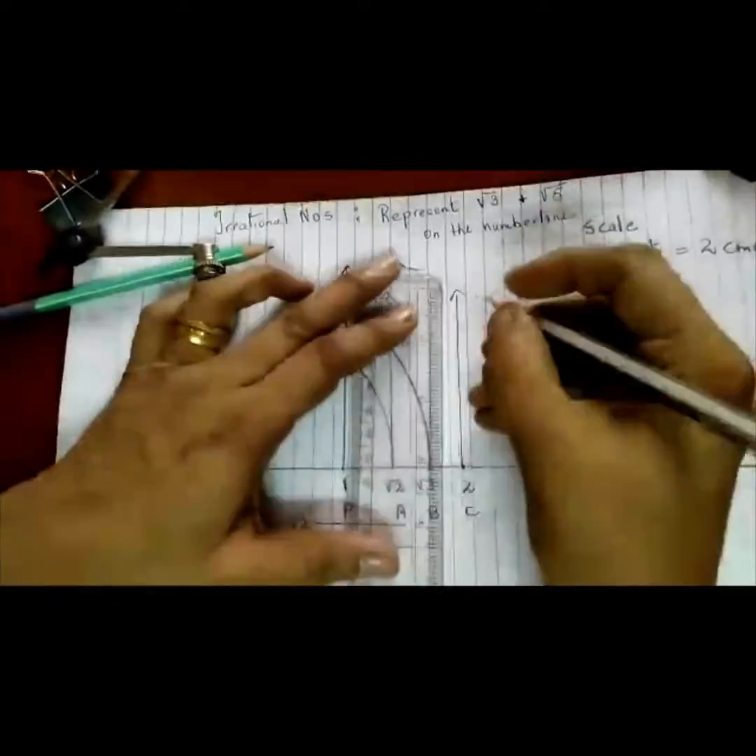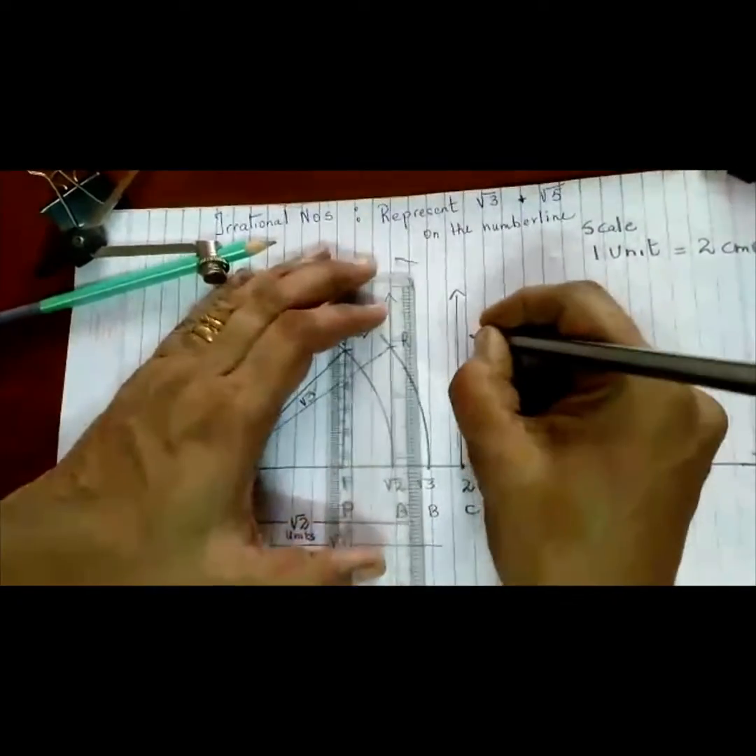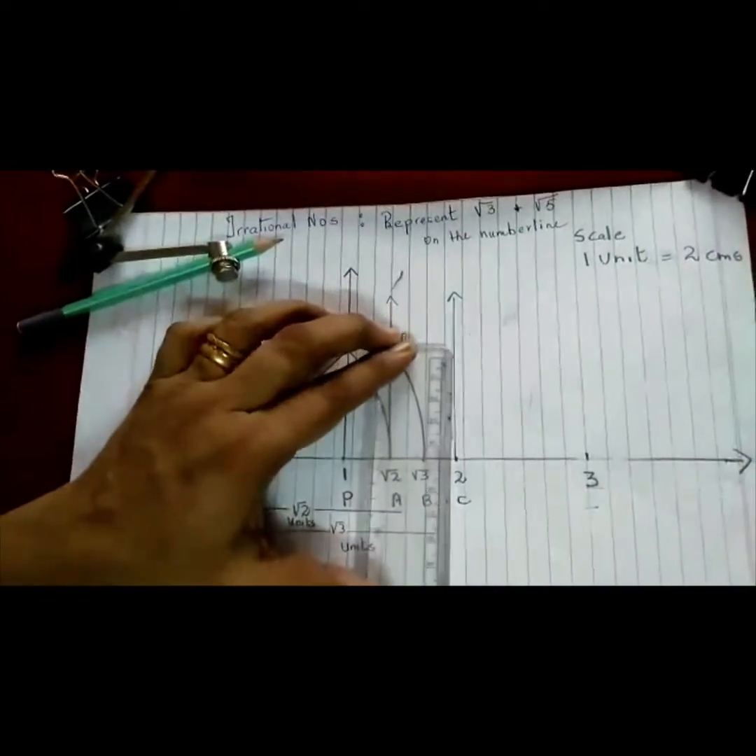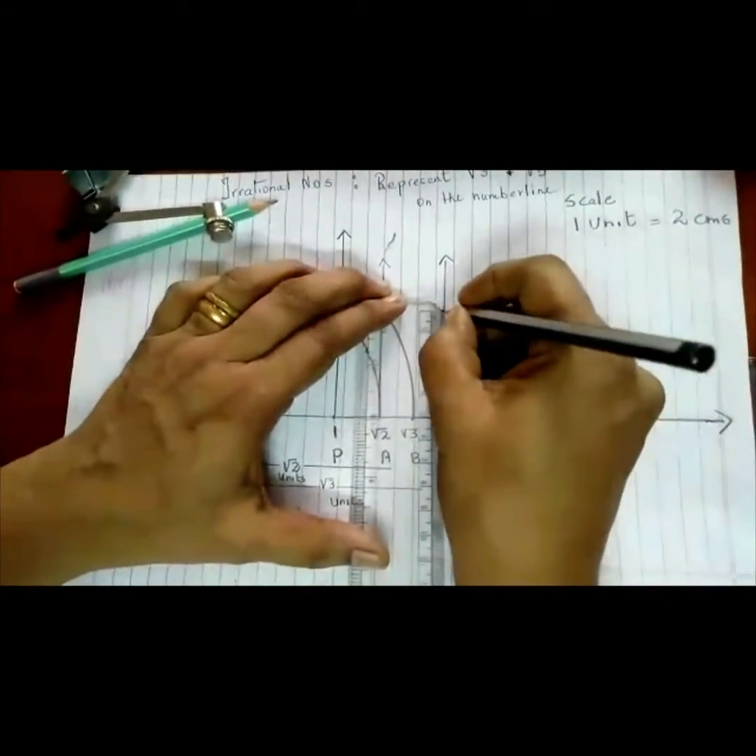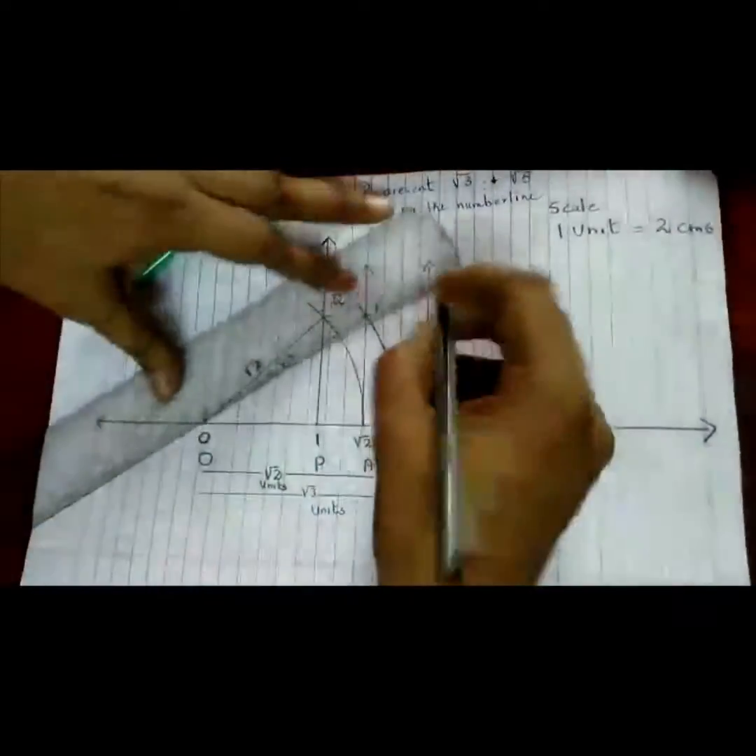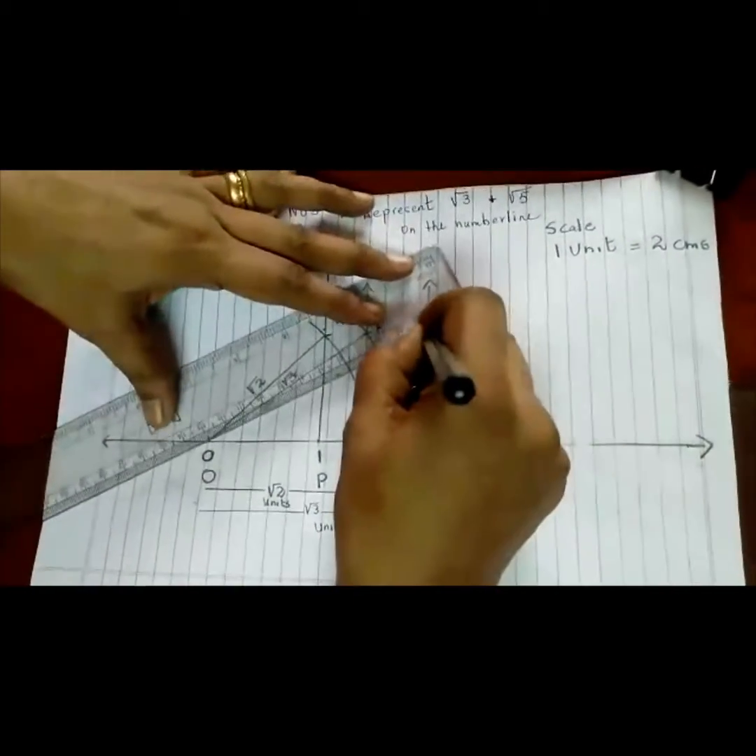Now let CS be 1 unit, which is equal to 2 centimeters. Now join OS.